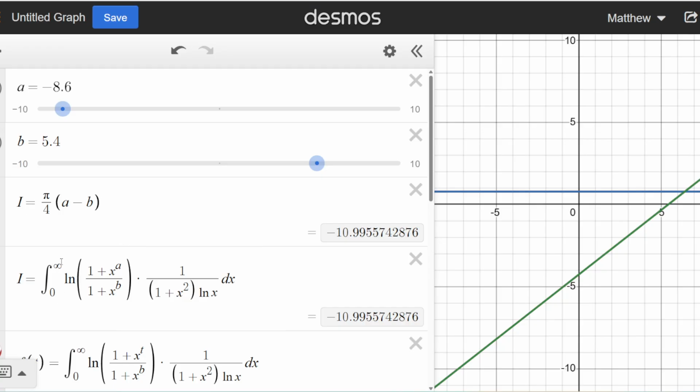All right, guys, so that's how you do it. The integral from 0 to infinity of this right here is just pi over 4 times quantity a minus b.